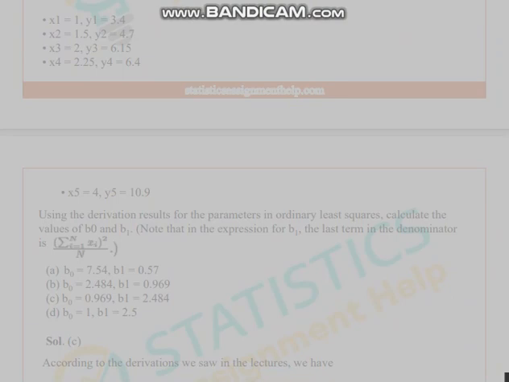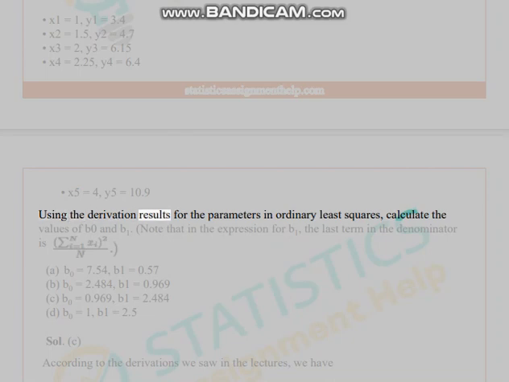6. You are given the following 5 training instances. x1 equals 1, y1 equals 3.4, x2 equals 1.5, y2 equals 4.7, x3 equals 2, y3 equals 6.15, x4 equals 2.25, y4 equals 6.4, x5 equals 4, y5 equals 10.9.